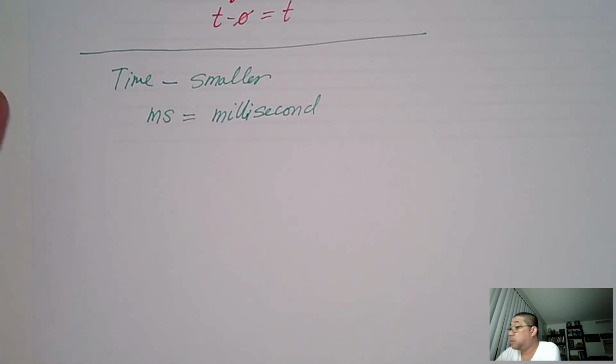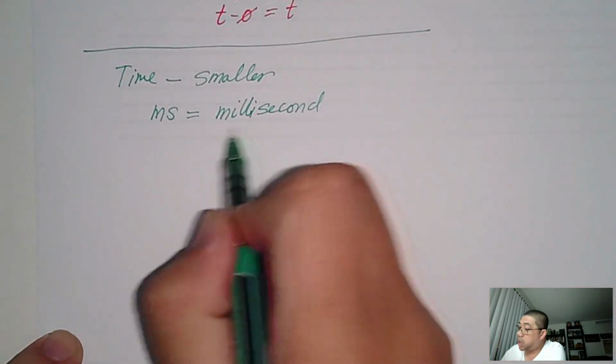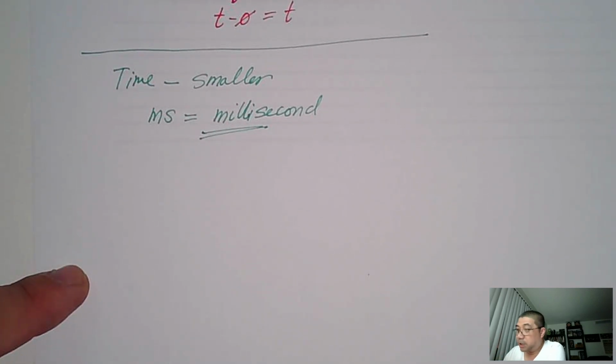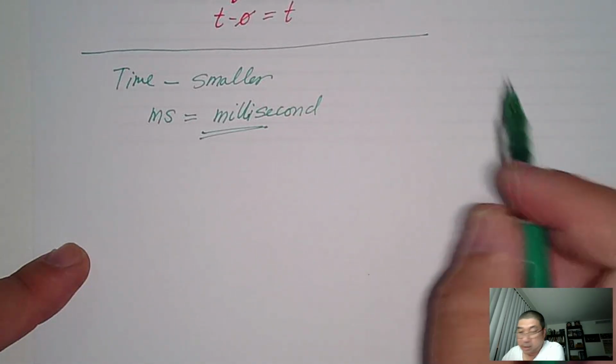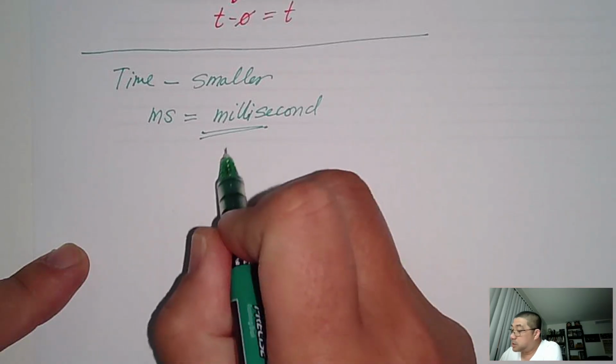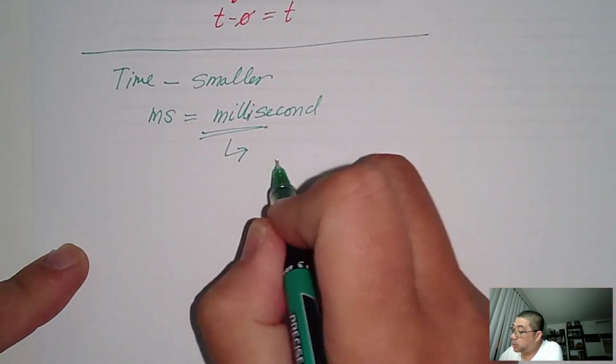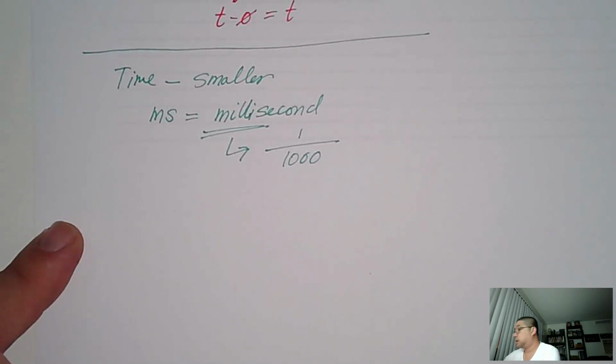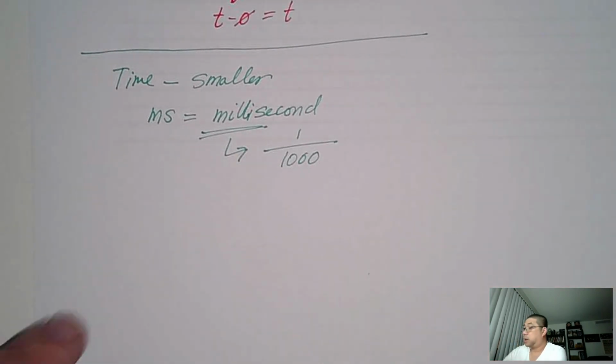Every time it's smaller than a second, for example, in the Olympics, the time difference between the gold medalist and the silver medalist is sometimes in a millisecond, a thousandth of a second. Some would make a wrong understanding from the word milli, that it's a million. That's mega. Milli is a representation of what we call 1 over 1,000.